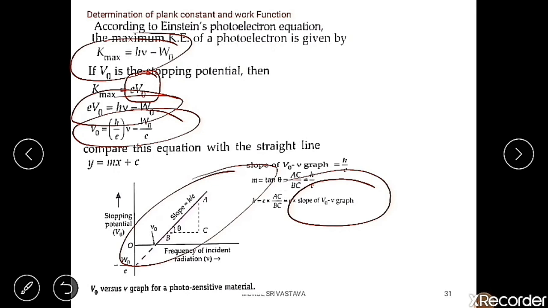That is clear. Now we are going to find out the work function. If this line is going in a downward direction, it will cut the vertical axis at minus W naught upon e. So in that case, the intercept of this line on the vertical axis is equal to minus W naught upon e. So we put the value here.